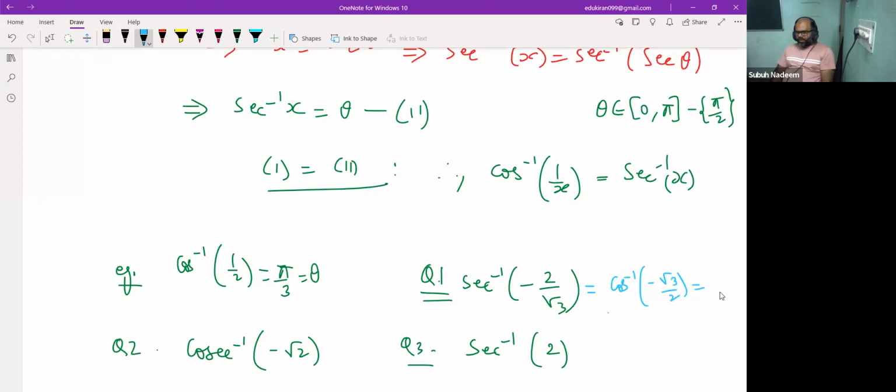at what angle is cos minus root 3 by 2? And you have to remember principal value. So principal value of cos is 0 to pi. So the value must be between 0 to pi. So the first quadrant is 0 to pi by 2, where cos is positive, and this is a negative value. Second quadrant is pi by 2 to pi. So you have to search the value between pi by 2 to pi, where it is negative.